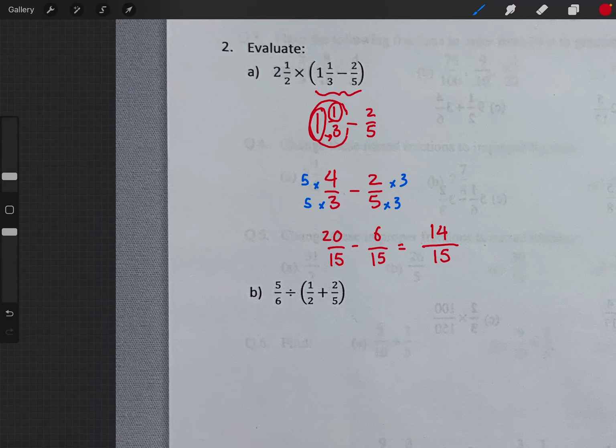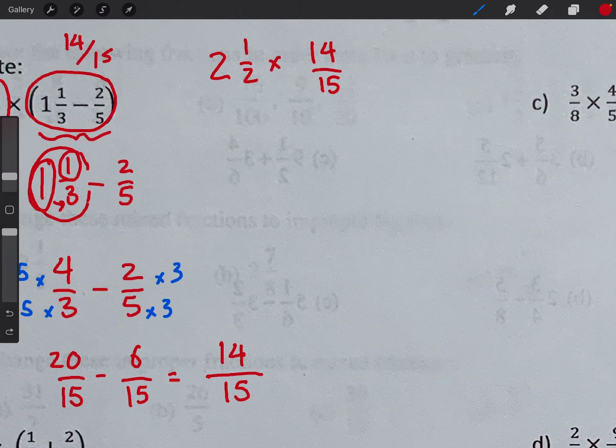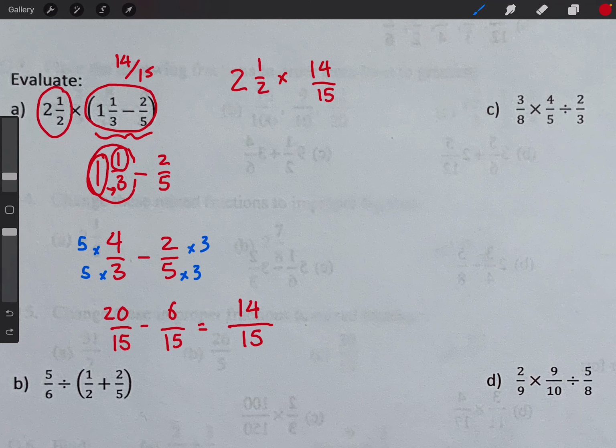Alright, now we're going to multiply that. So this whole thing turns into 14 on 15, and we're multiplying with this number here. So we haven't finished, we have to finish this off. 2 and 1/2 times by 14 on 15. Now to do this, we must convert this into an improper fraction because we never multiply something like this. Okay, fraction multiplication requires that you have something over something times by something over something. Same thing for division as well.